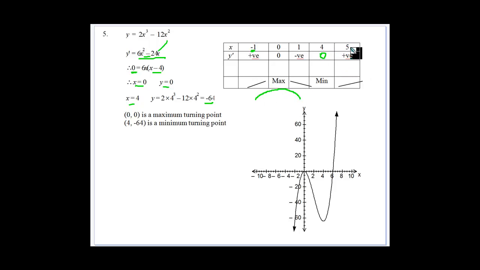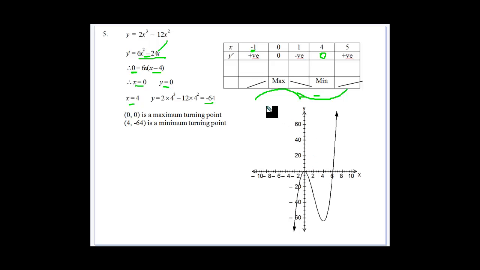And after 4, we get the value of gradient at 5. Sorry, the gradient's positive at 5. So we've picked a value after 4, which is 5, and we get a gradient that's positive. So then our gradient must stop and turn and go up. So we've got our curve looking like that. So we get a maximum turning point at 0, 0. And 4, minus 64 gives us a minimum turning point because that's where it's stationary as well.